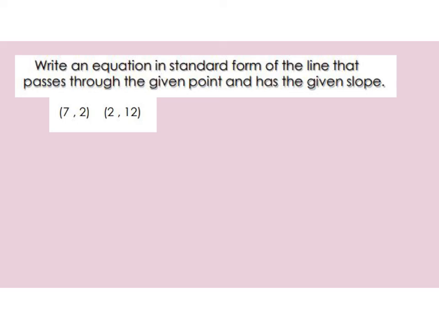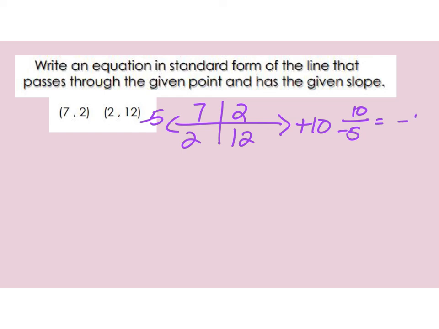All right, so now we're going to write an equation in standard form of a line that passes through the given points and has this slope. Of course, we have to find the slope. So let's go ahead and start by finding our slope. Ooh, it's a minus 5. So our slope would be 10 over negative 5, which would be a negative 2.